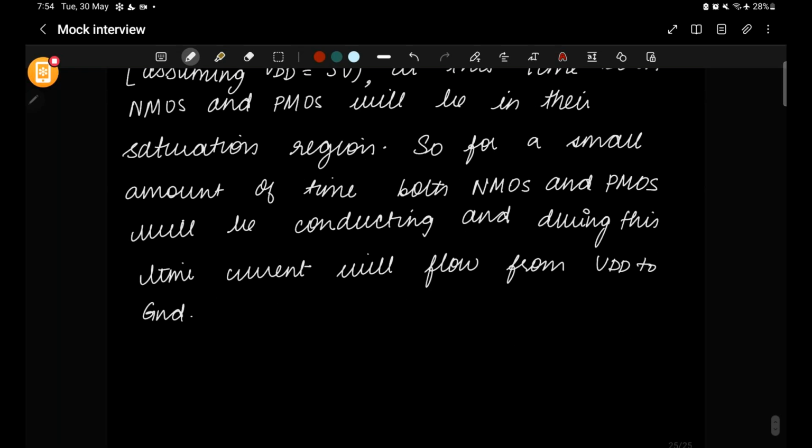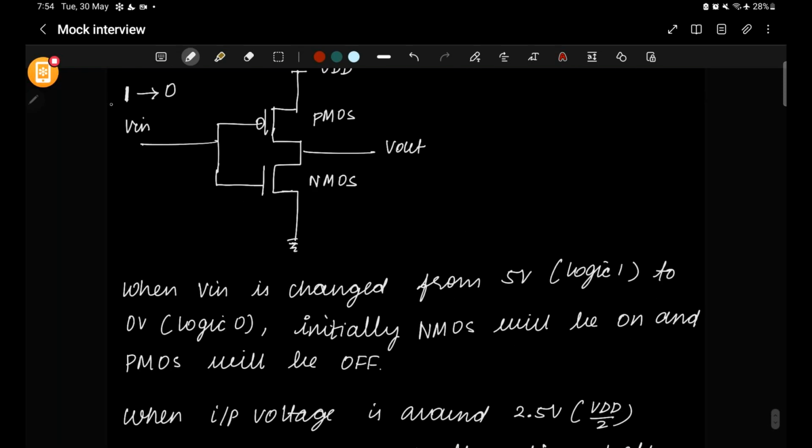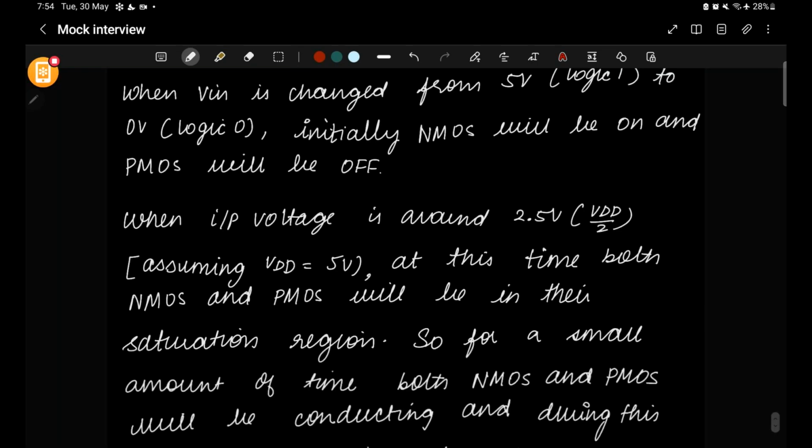We are reducing Vin from 1 to 0, we are decreasing. When it is 5 volt, then only this is logic 1. So when it is at 5 volt, then only NMOS is on, PMOS is off. In between, during 2.5 volt, both are conducting. So there is a path for the current to flow from VDD to ground.